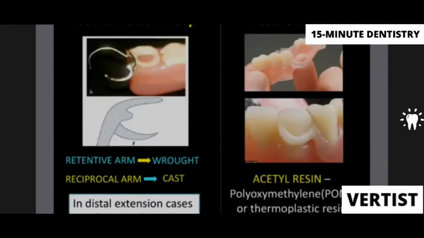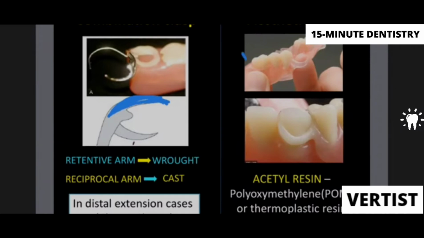Combination clasp and aesthetic clasp are also types of clasp. Combination is when your retentive arm, so this is your retentive arm, is made of wrought wire, which is more flexible, more particularly used in your distal extension cases. That's why it's called a combination clasp.